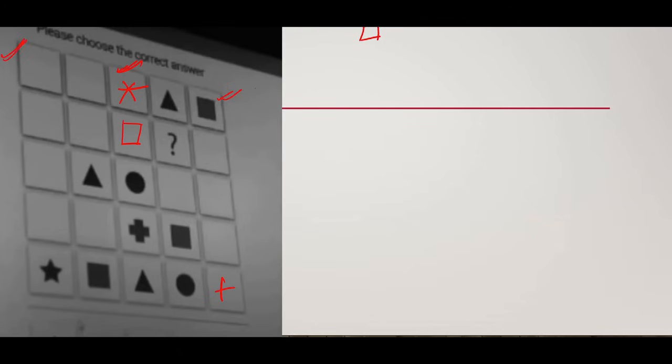Let's fill this one cell. In this, star we cannot fill. Also we cannot fill triangle. We cannot fill the square as well. So we have two options. Either we can fill here plus, or we can fill here, in 0 comma 0, either plus or circle.